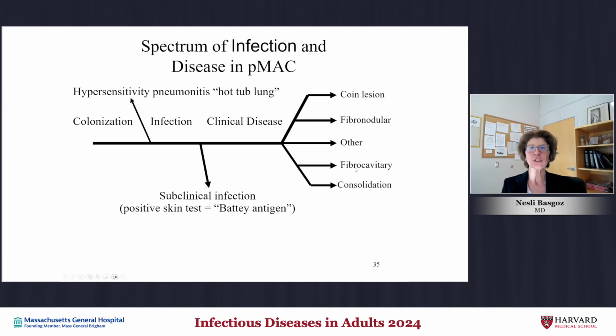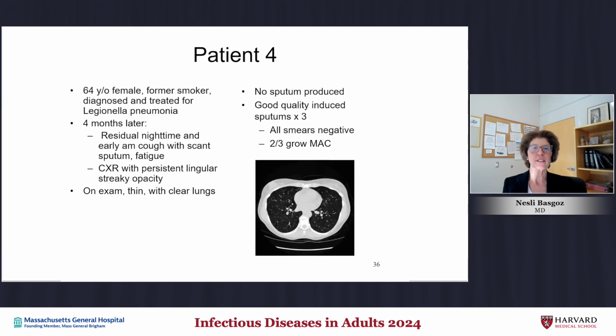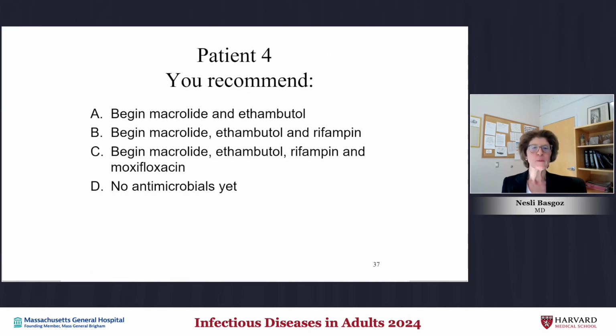Fibrocavitary, we've already mentioned, but consolidation that can resemble different forms of bacterial pneumonia as well. So be alert to this. Here's a 64-year-old female who's a former smoker who's been treated for Legionella pneumonia. But 4 months later, she still has residual symptoms and a chest X-ray and CT with persistent lingular streaky opacity. She's thin. She's not producing sputum, but you induce sputums, and all the smears are negative, but 2 of 3 grow MAC. So please think about what you would recommend.